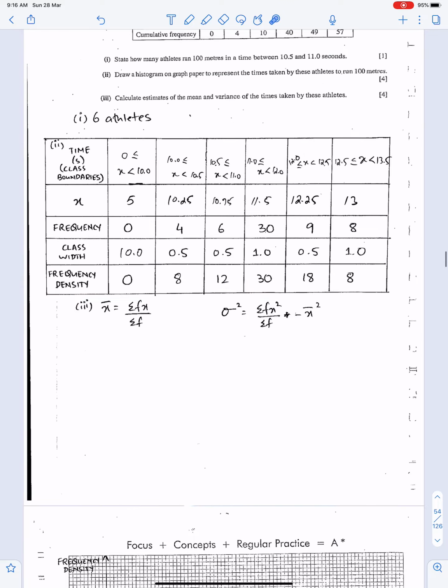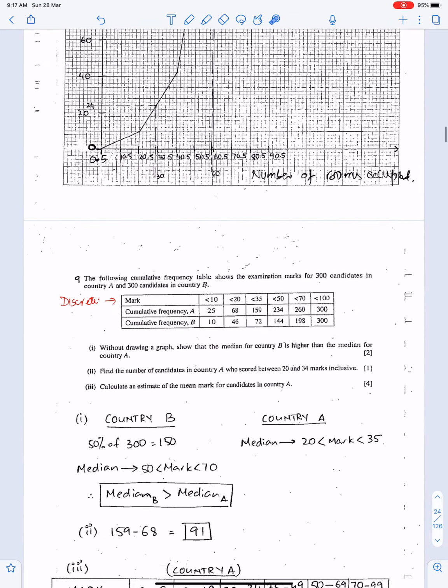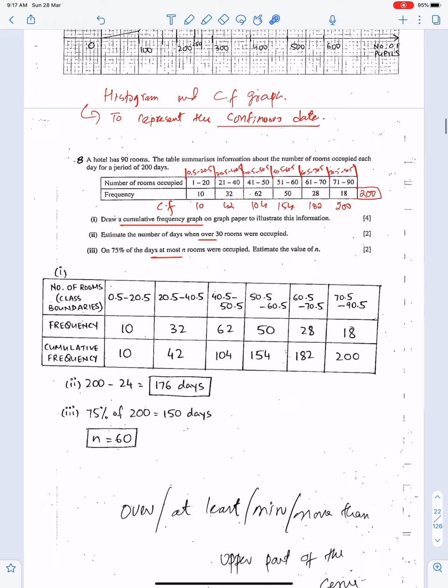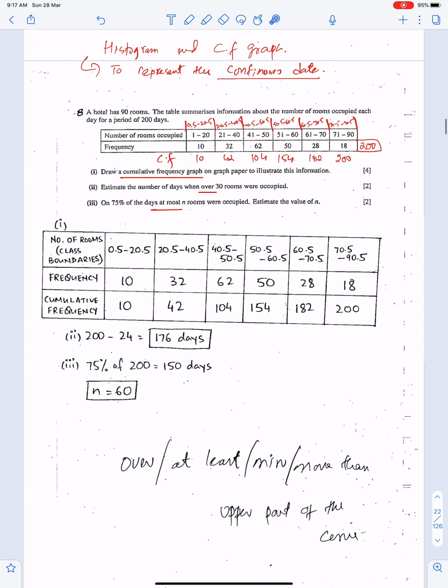We have done almost all types of questions of histogram, and now question number 8. Histogram and CF graph both represent continuous data. Number 1, draw cumulative frequency graph. We have class intervals, so first we need class boundaries for that. Get the class boundaries, get the cumulative frequencies.